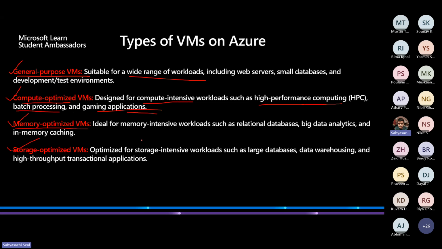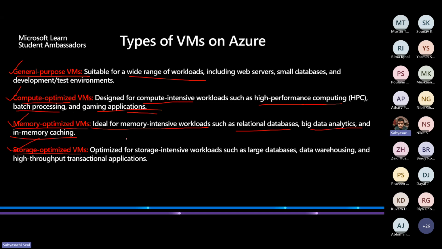Then we come to memory optimized. Memory optimized is usually used when you're trying to deploy a lot of containers or maybe a lot of distributed things inside the virtual machine, right? So this is also used for a lot of analytics works because it requires a lot of memory in the background. Alongside, when we talk analytics, it has to be for databases, right? So databases are also included in this. So you see, it's ideal for memory intensive workloads such as relational databases, big data analytics, and in-memory caching.